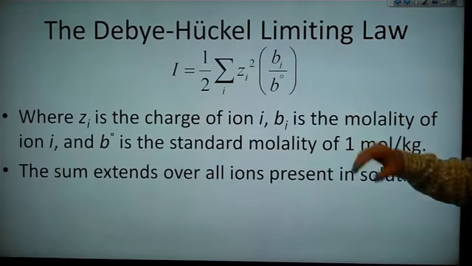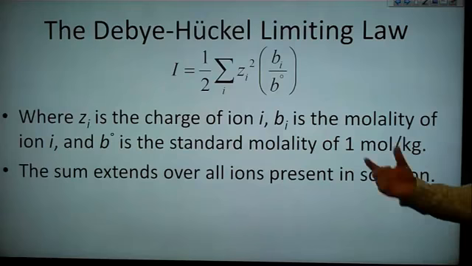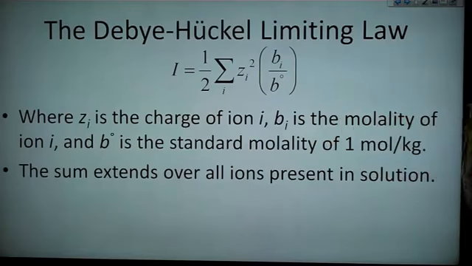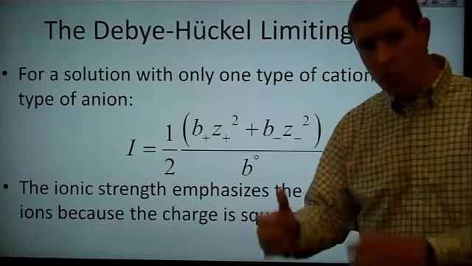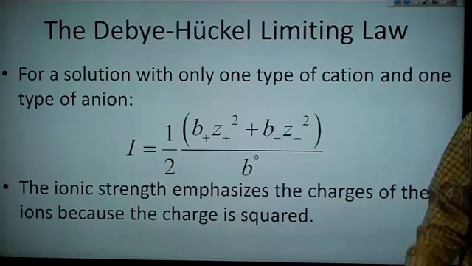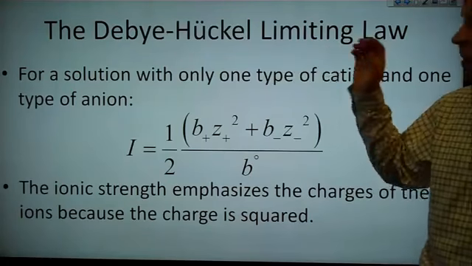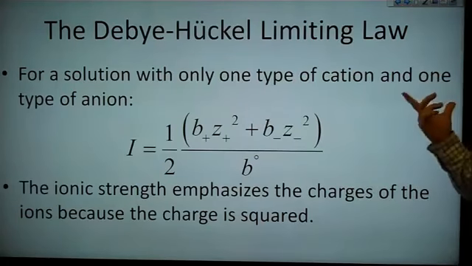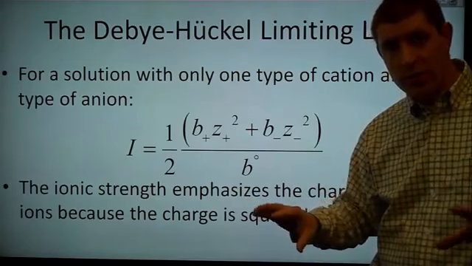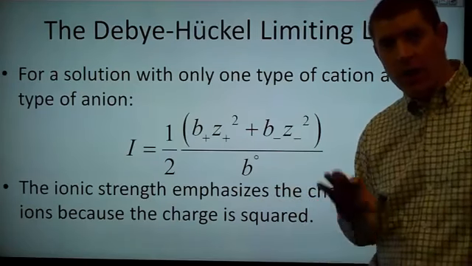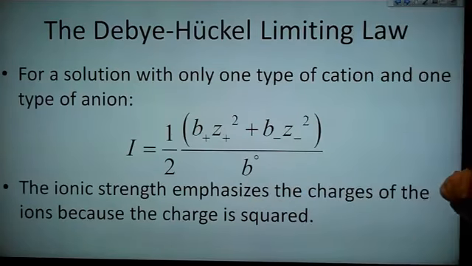So that is the same equation here. z_i is the charge of our ion, b_i is our molality, b0 is our standard molality of 1 molal, and this sum goes over all of our ions present in solution, not just the ions of 1 formula unit or of 1 compound. So for a solution with only one type of cation and one type of anion, as long as it's just a 2-component system, 2 compounds, one of our solvent and one of our solute, that may be composed of ions.